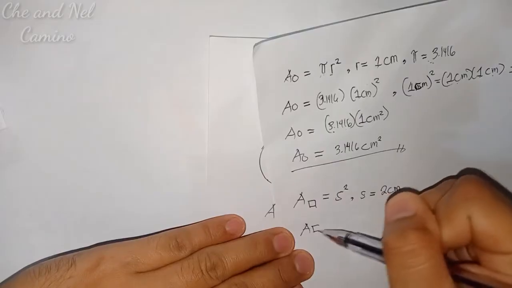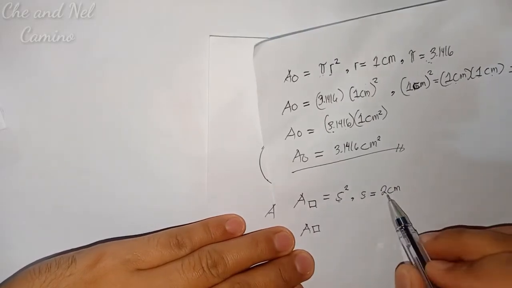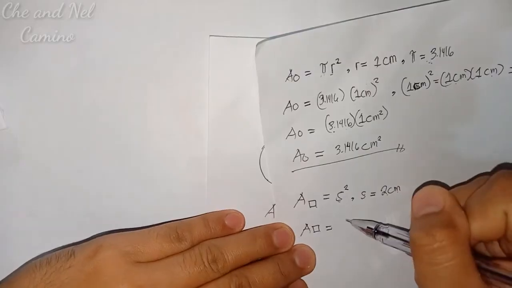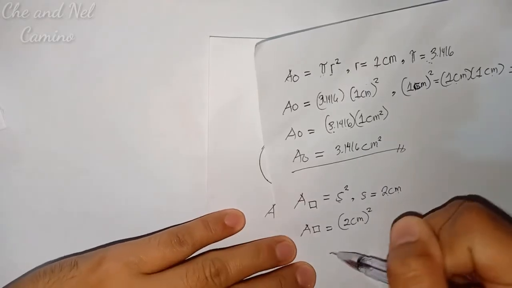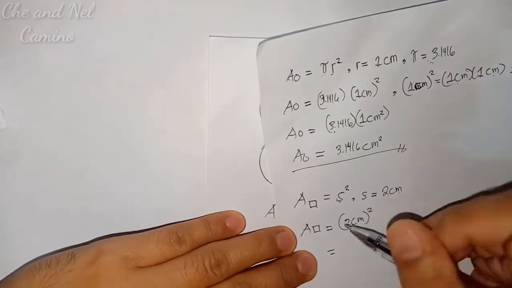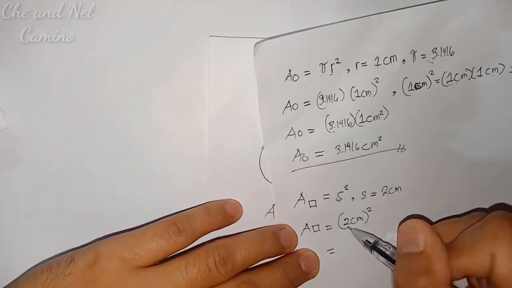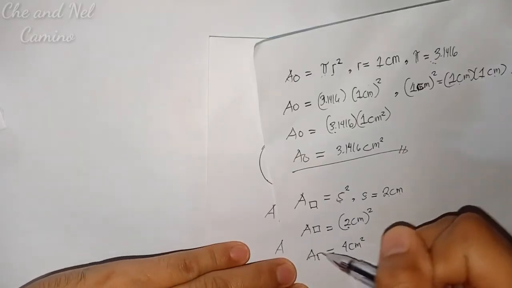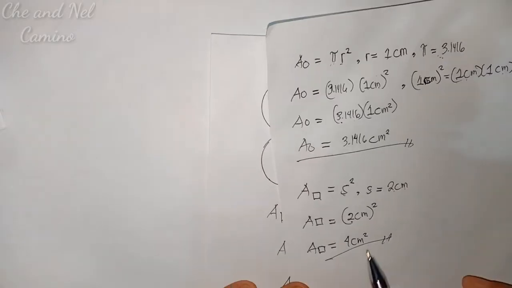Just substitute the value of s, which is 2 cm, in our formula. So we have 2 cm to the power of 2, which is multiplied by itself: 2 cm times 2 cm. That is 4 cm to the power of 2. So this is now the area of our square.